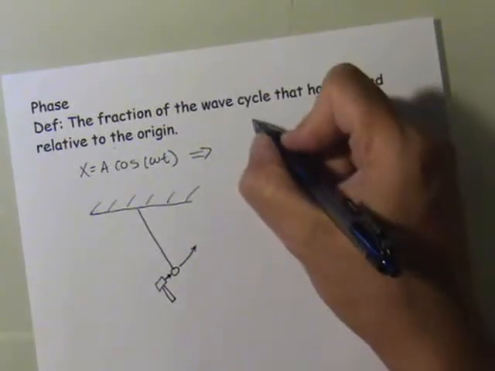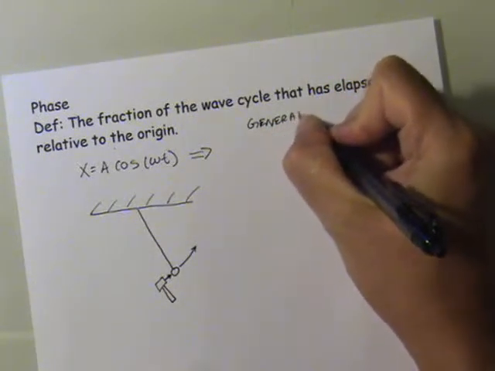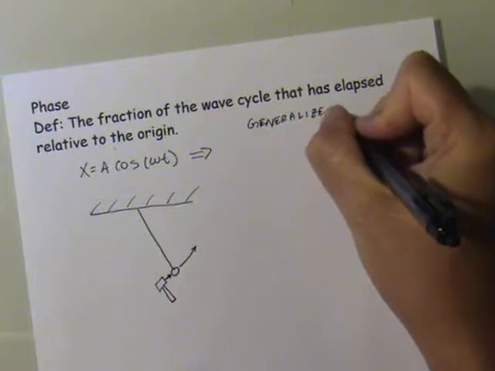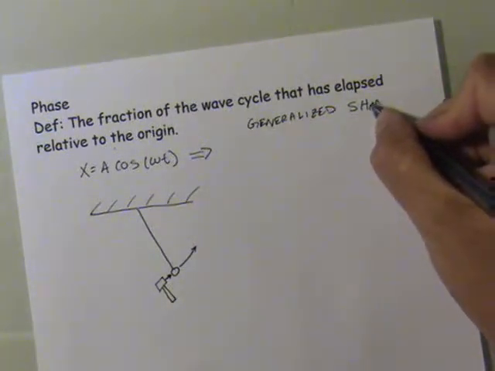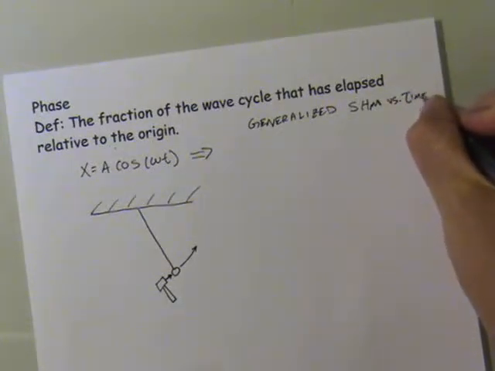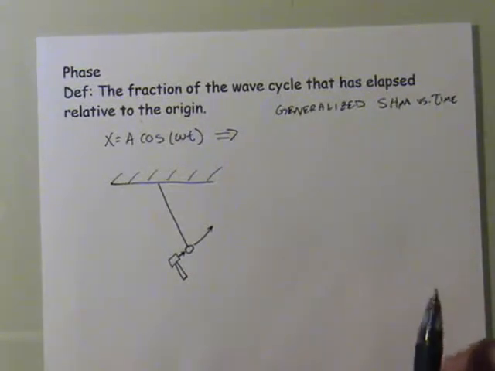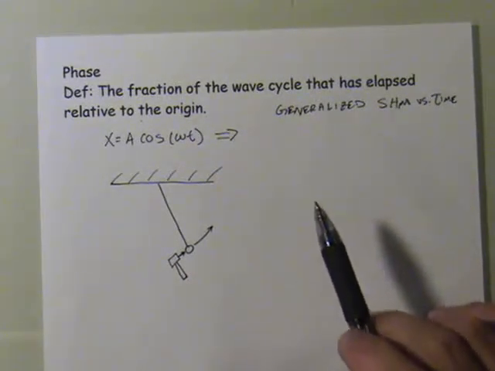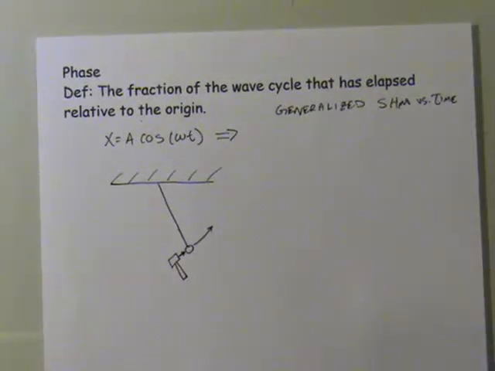So let's look at a little more generalized simple harmonic motion versus time. Alright, so what's missing is somehow we have to account for the fact that the maximum amplitude actually occurs at some later time.